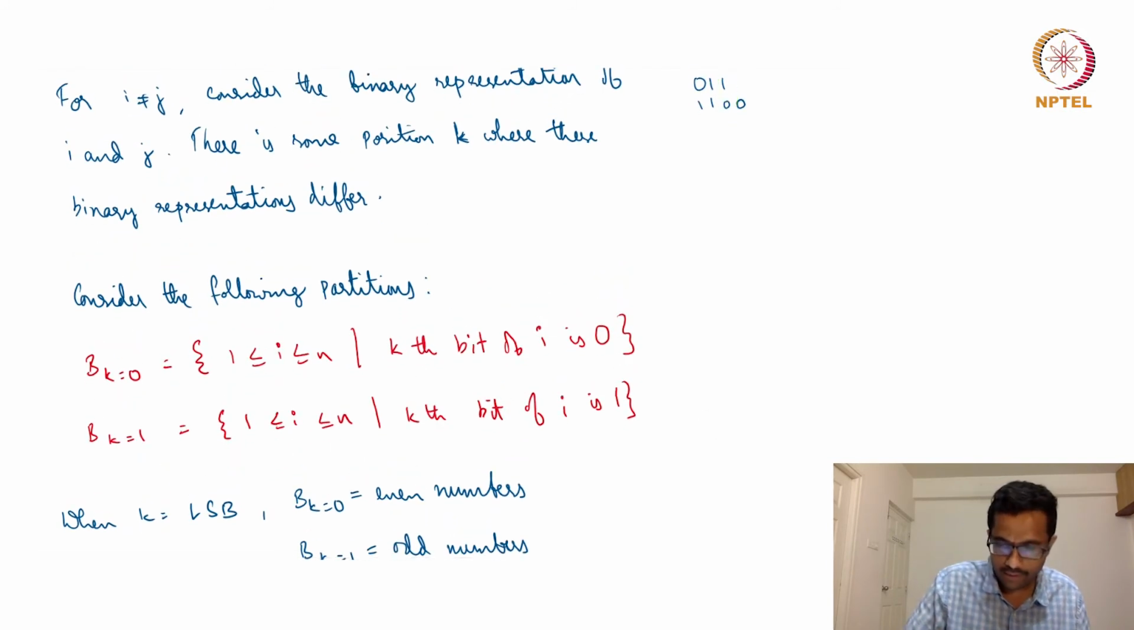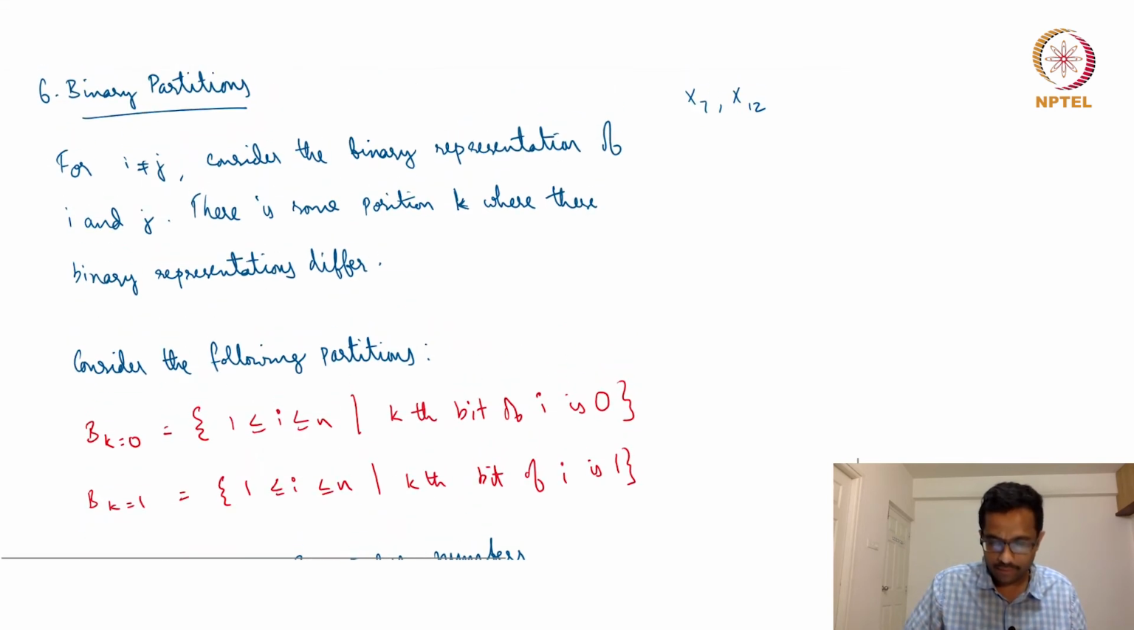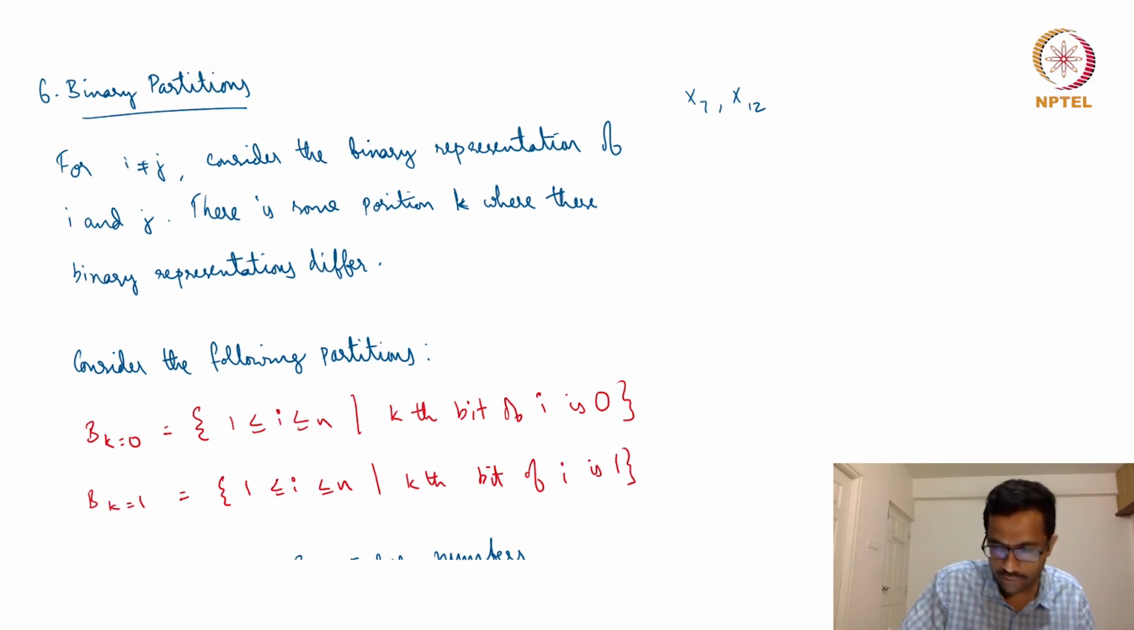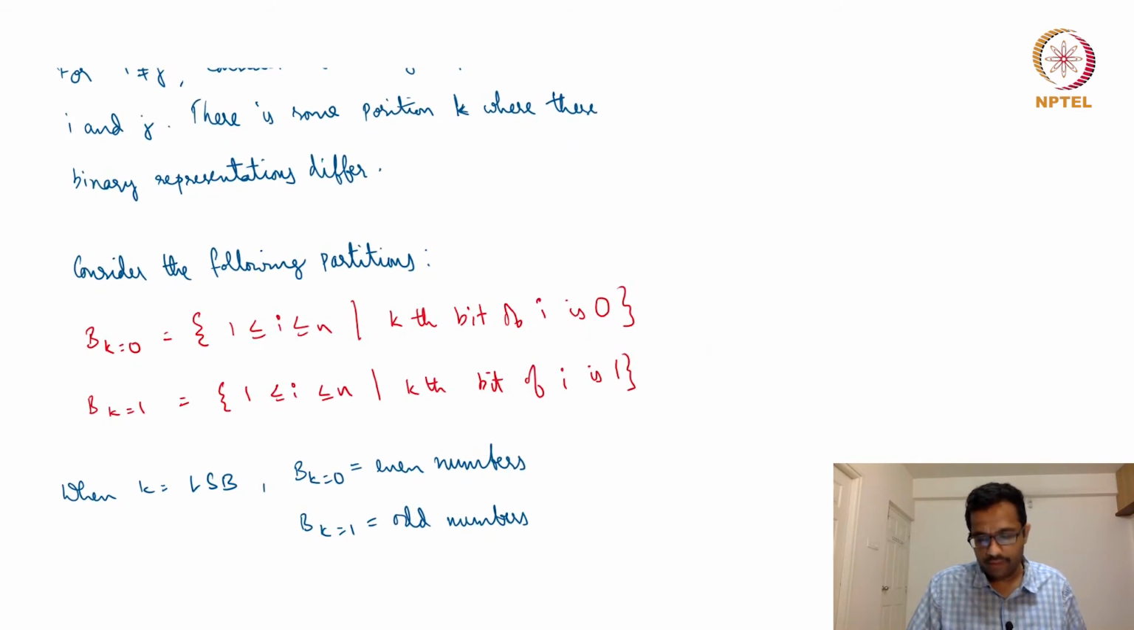Maybe I will explain the partitions in terms of 3-bit numbers. For each k, where k is a bit position, we are trying to categorize into two separate parts. So one is when k is the least significant bit. When you have 3-bit inputs, k equal to 0 means the LSB is 0, which means that we are just dealing with even numbers. When k equal to 1, the least significant bit is 1, which means we are dealing with odd numbers.